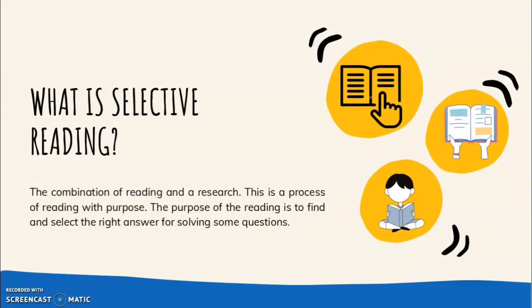What is selective reading? It is a combination of reading and research. This is a process of reading with purpose, and the purpose of the reading is to find and select the right answer for solving some questions. In this type of reading, students will focus on learning about the elements of language like grammatical, vocabulary, lexical, and a few other discourse features.